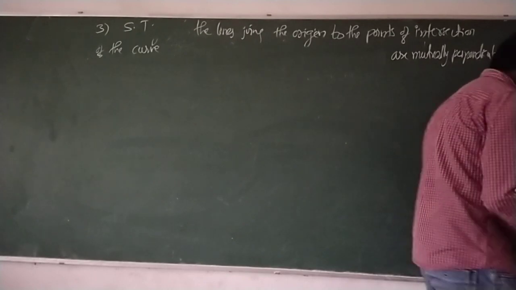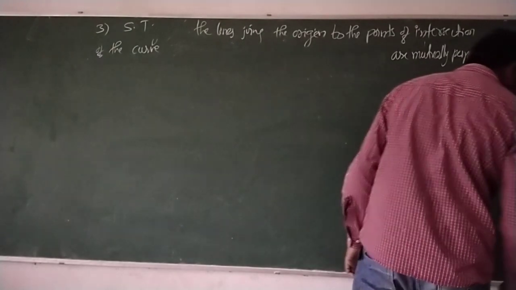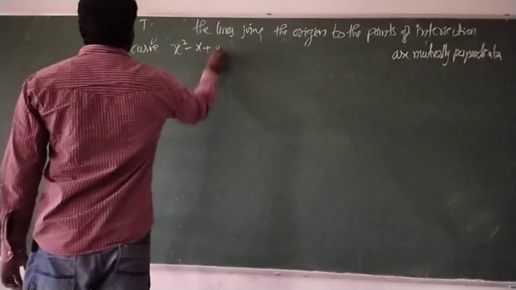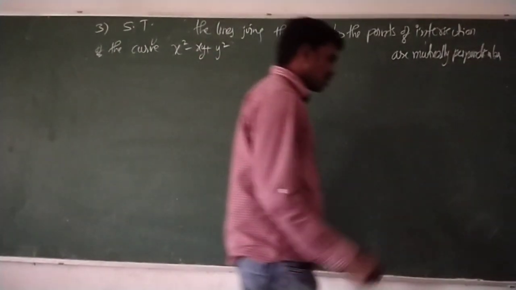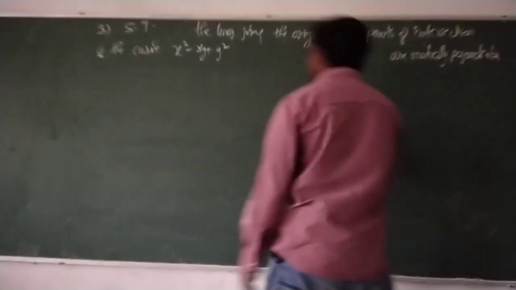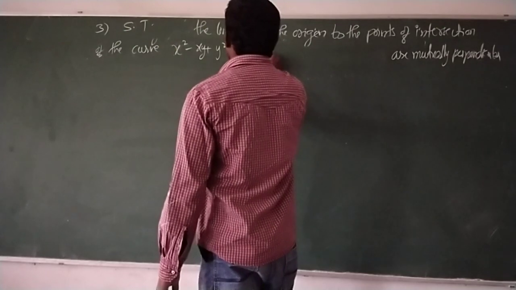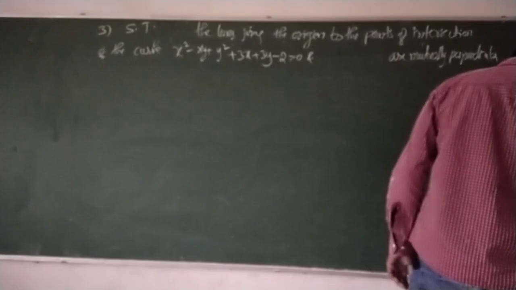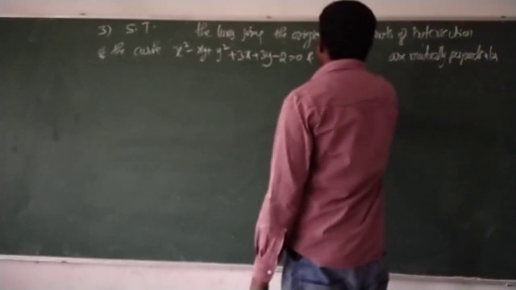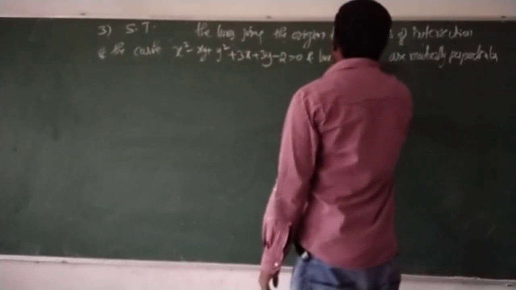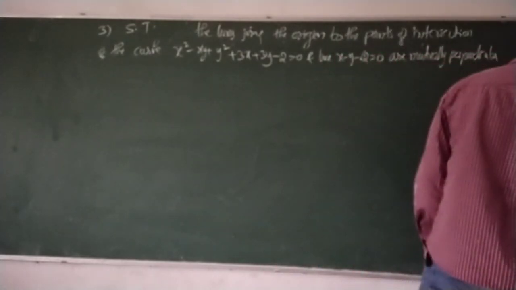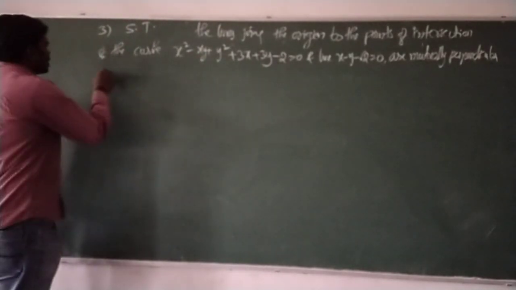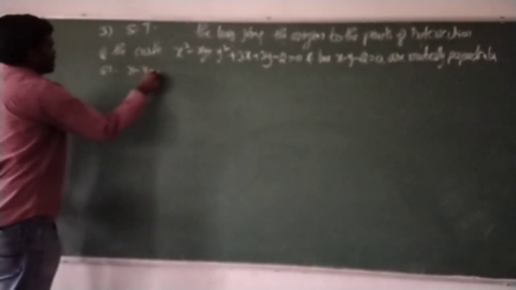Okay. Third one is: show that the curve x square minus xy plus y square plus 3x plus 3y minus 2 equal to 0 and the line x minus y minus root 2 equal to 0 are mutually perpendicular. Okay, what is the line here? Given that x minus y minus root 2 equal to 0.